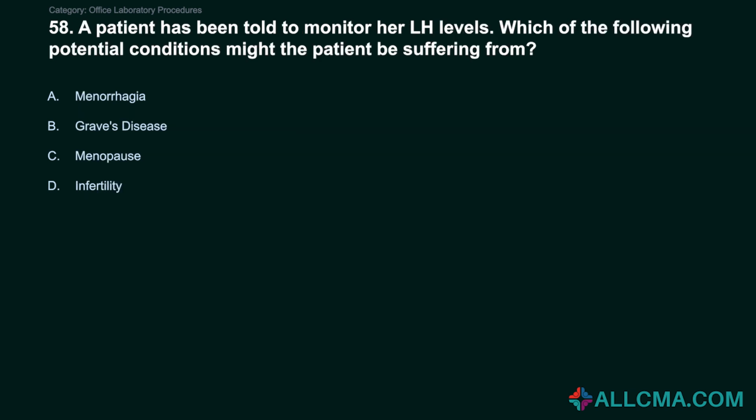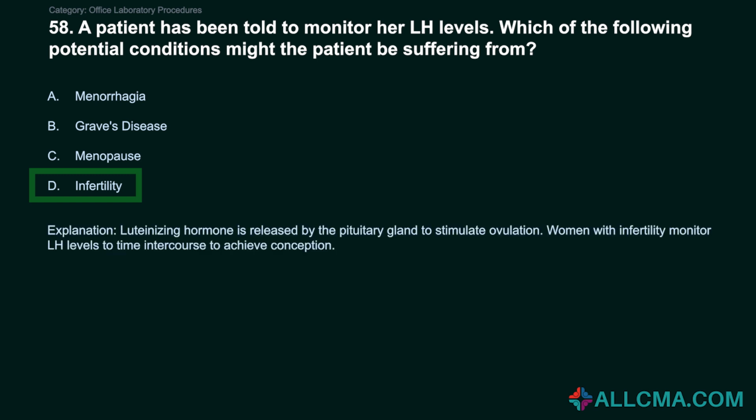58. A patient has been told to monitor her LH levels. Which of the following potential conditions might the patient be suffering from? A. Menorrhagia. B. Graves' disease. C. Menopause. D. Infertility. Correct answer, D. Infertility. Luteinizing hormone is released by the pituitary gland to stimulate ovulation. Women with infertility monitor LH levels to time intercourse to achieve conception.